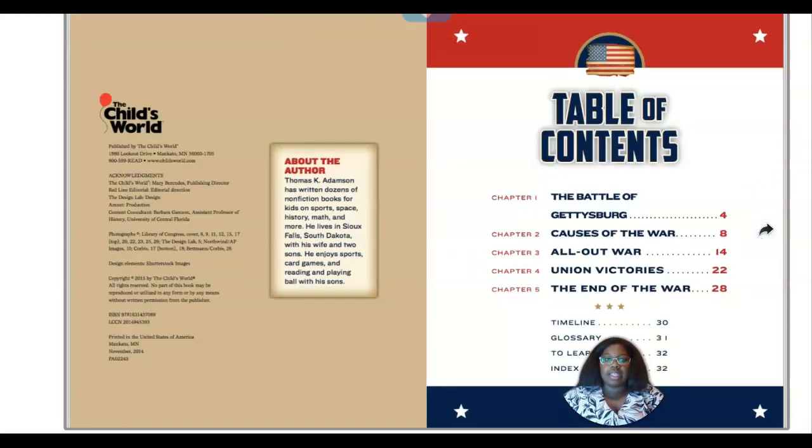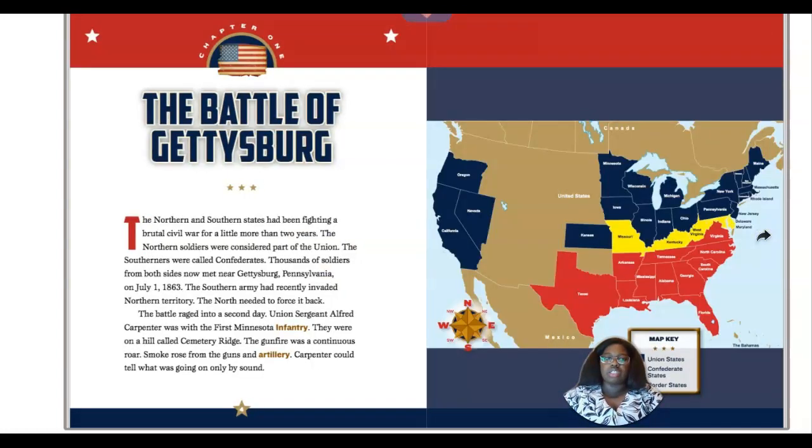This is a book by Thomas K. Adamson. It is called The Civil War. The table of contents focused on the Battle of Gettysburg, the causes of the war, the all-out war, the Union victories, and the end of the war. As you see, it's showing the battle, and also a map is included here of the United States. Then they have the states separated. The Union states are in blue, the Confederate states are in red, and the border states are in yellow.